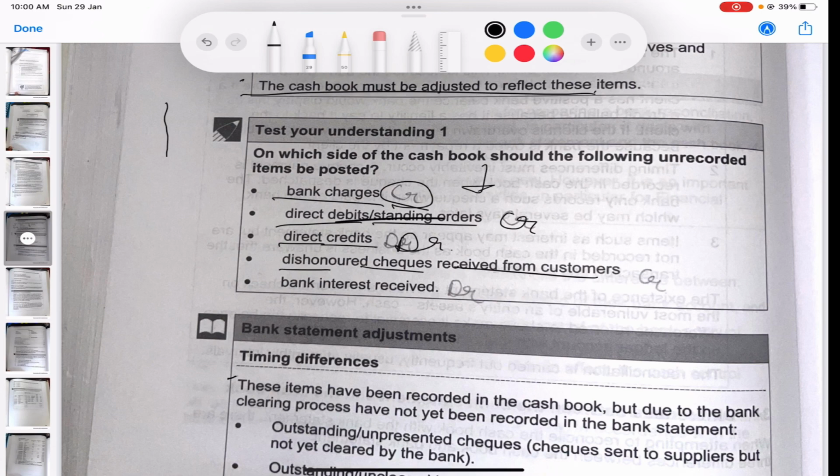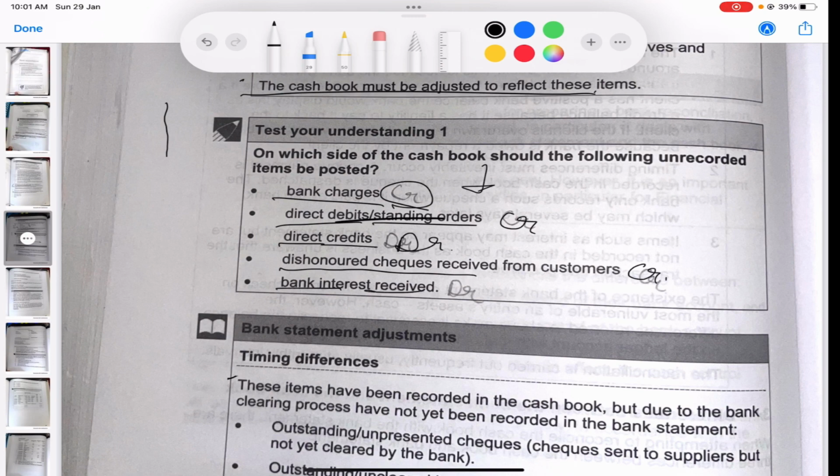Dishonored checks received from customers. Some customer gave me a check, I gave it to the bank, and I have written in my cash book that I have received the amount, but the check has been dishonored, so money hasn't been credited. So I will now reduce it from my cash book, so I will credit it.